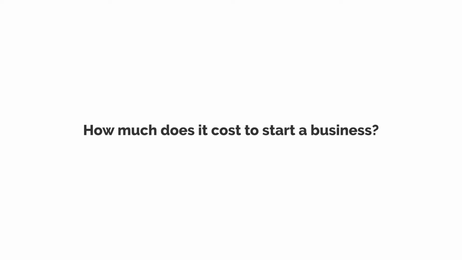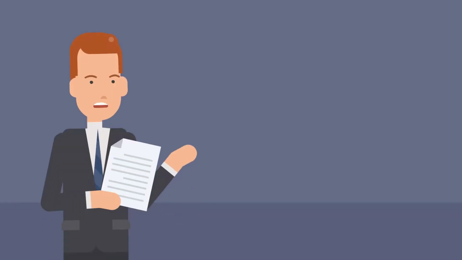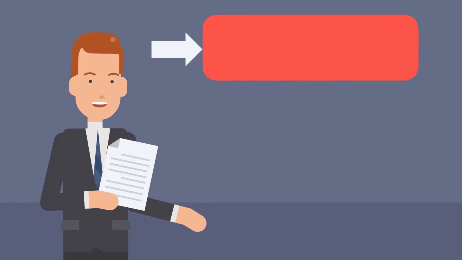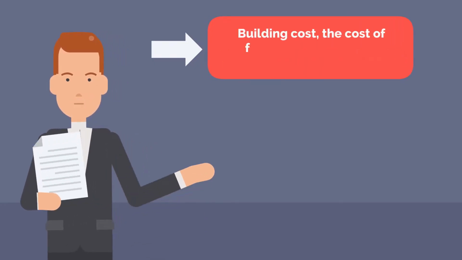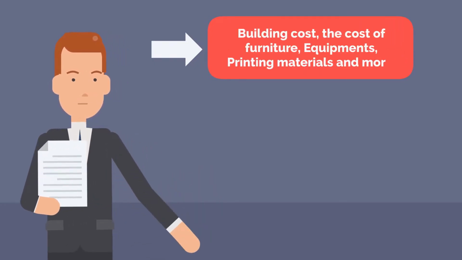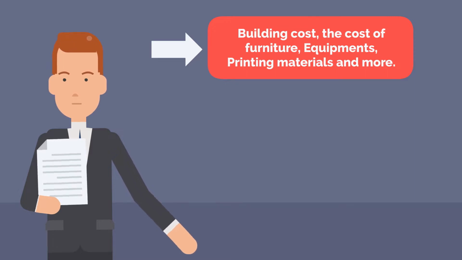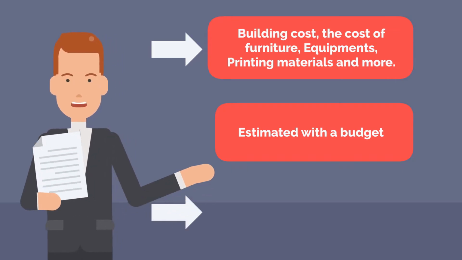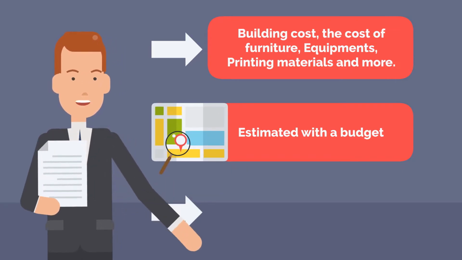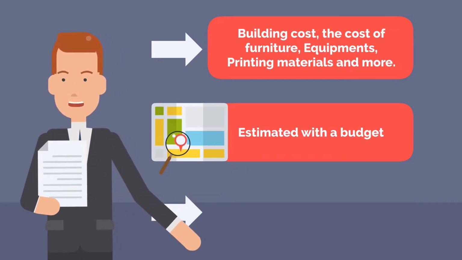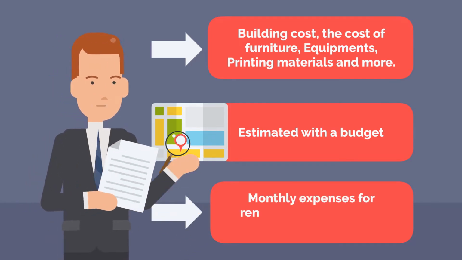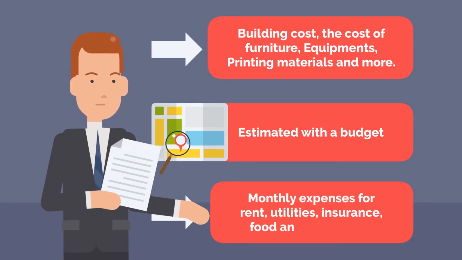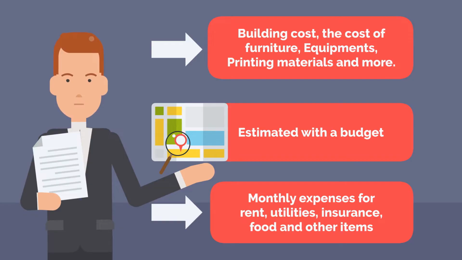First, how much does it cost to start a business? There are many costs involved in starting a business: the cost of furniture, the cost of equipment, the cost of printing material, and more. All of those costs can be estimated with a budget. To start off this process, you'll need to find an appropriate location for your business. Then you will need to know what your monthly expenses are going to be for rent, utilities, insurance, food, and other items needed for your business.